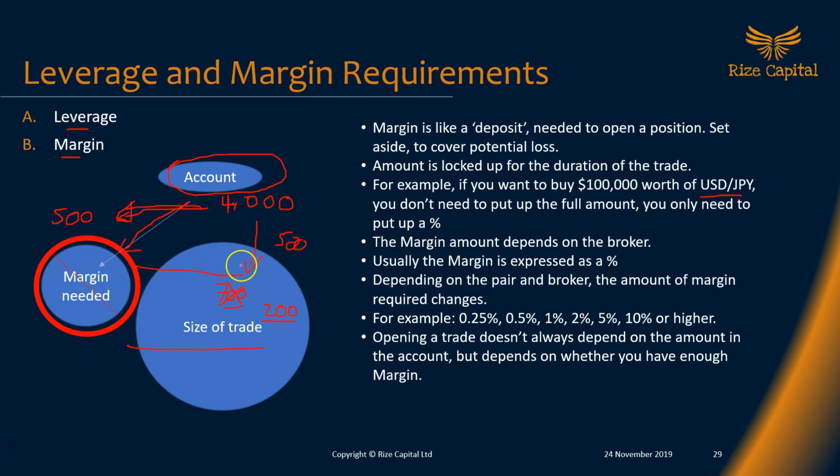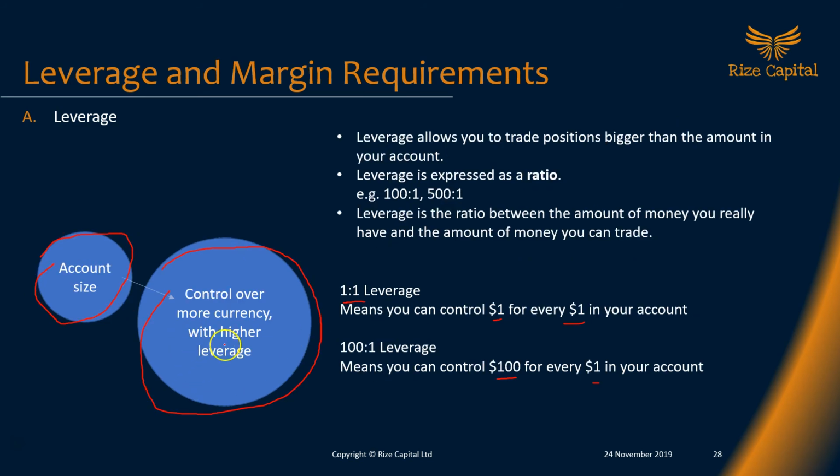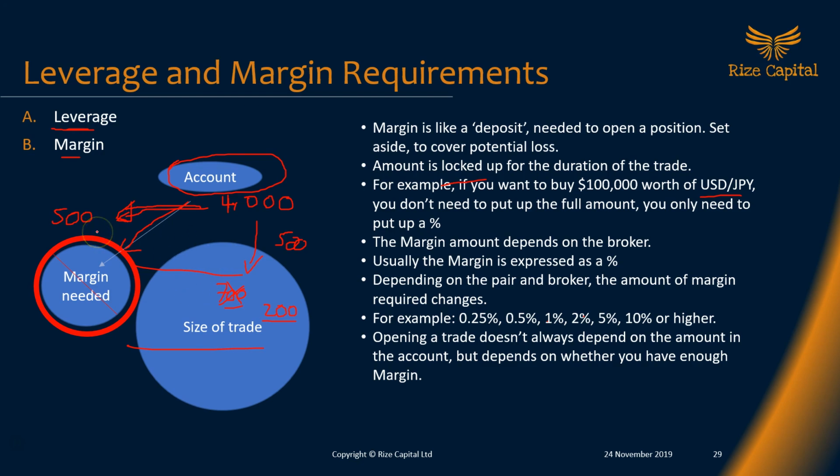So now that you see that you need to understand the leverage and margin, you can bear in mind that when you have a margin that's needed to be locked up for the duration of the trade and a high leverage, high leverage means you can control a higher amount, and controlling more currency means potentially more profit. But at the same time, if the trade goes the other way, then because you are controlling that larger amount, it can also mean a bigger loss. So that's something to bear in mind when you're placing your trades.